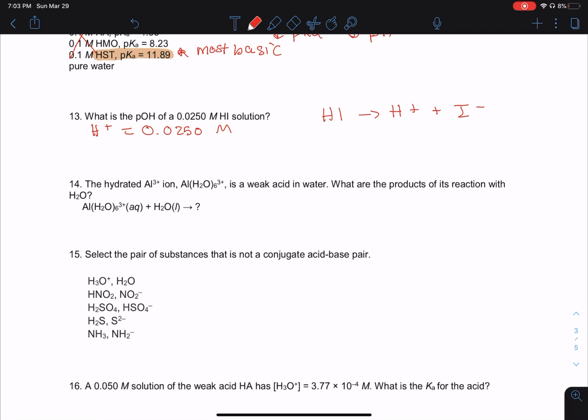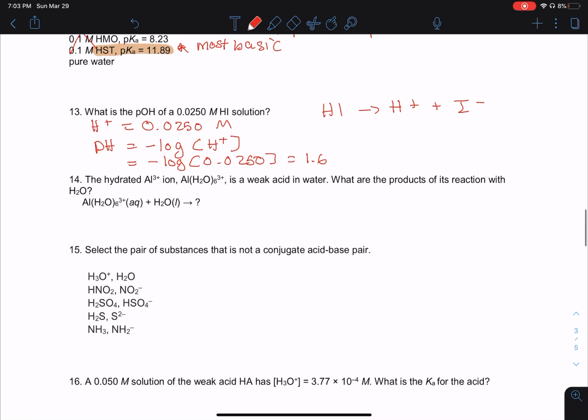And that makes this pretty easy because we already figured out the H plus, and pH is the negative log of H plus. And that would mean negative log of 0.250, and that would be 1.6.